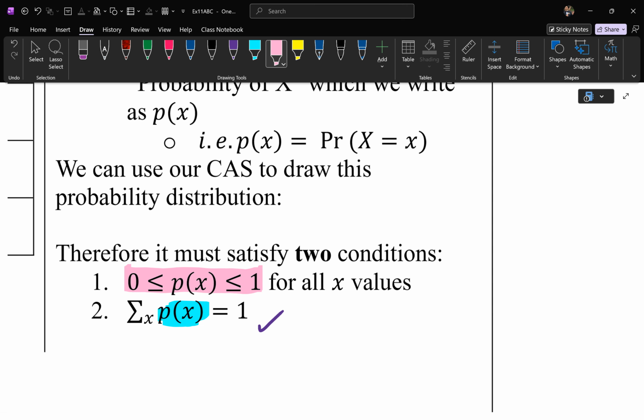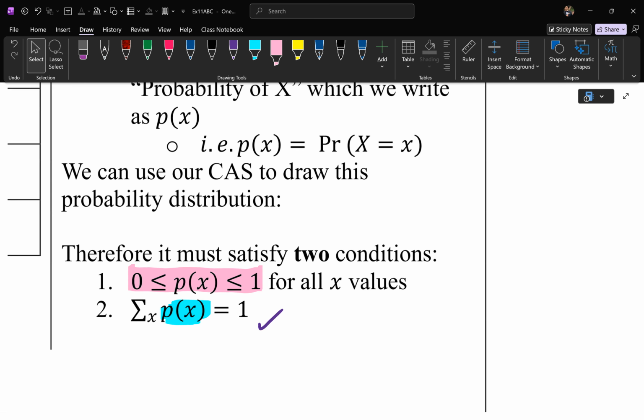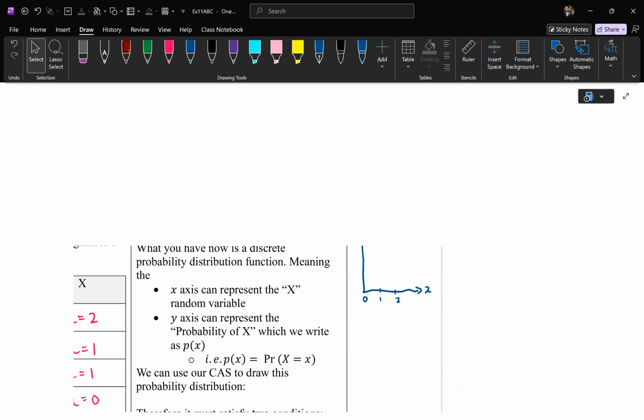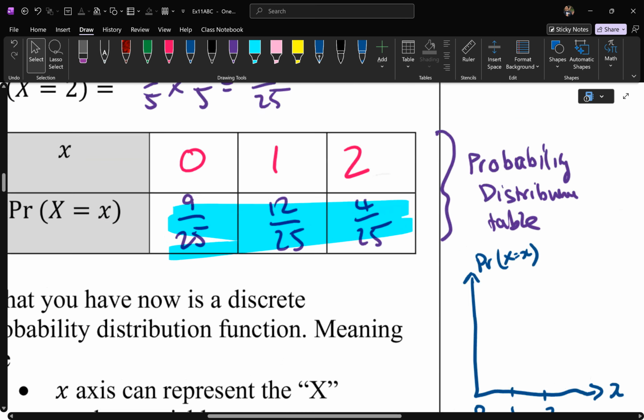So P must be probability. It's the function for the picture of the distribution. What does it mean by probability function is between 0 and 1? What does that mean? All right. Let's go back to the table. What can't probability be?